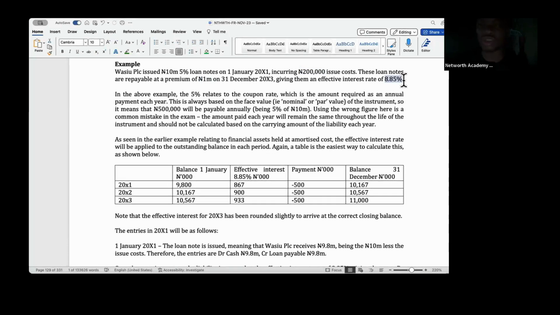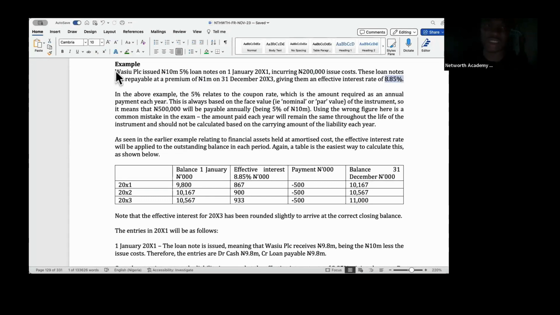Why this one is coming in is that it's just like the previous explanation I gave you, that yes, this 5% is to be recognized each year, year 1, 500, year 2, 500, year 3, 500. But you have to ensure that you recognize this 1 million over the 3 years. Don't recognize it at maturity. And also this 200,000, you have to recognize it over the 3 years. So this 8.85% is one that will help us to allocate or comply with accrual concepts that will help us spread it over the 3 years.